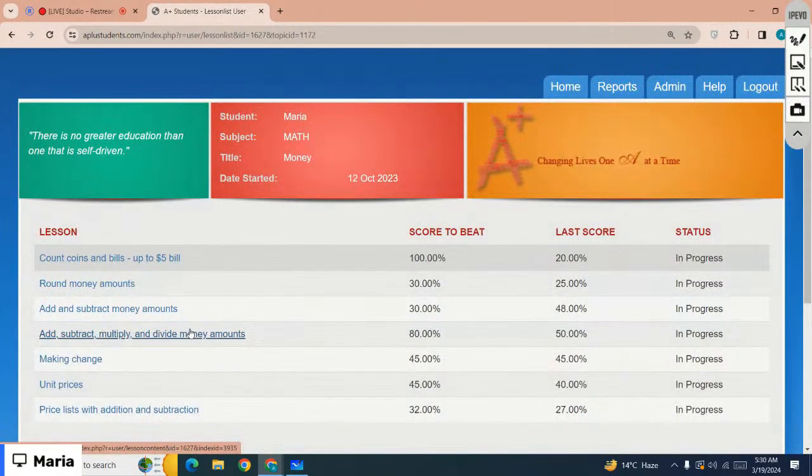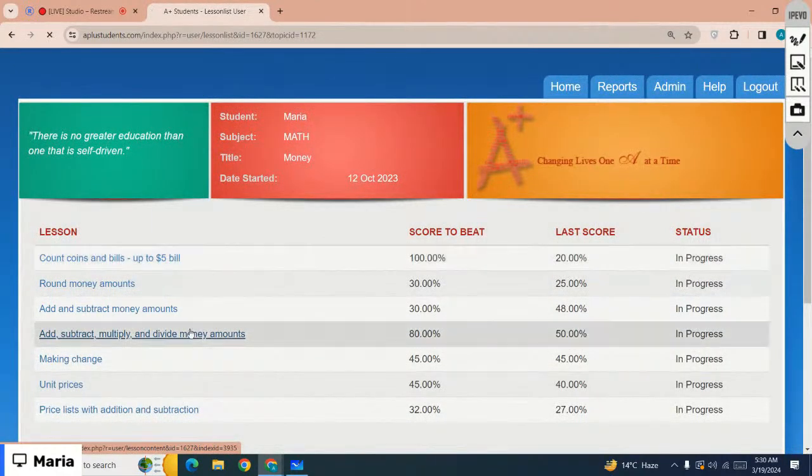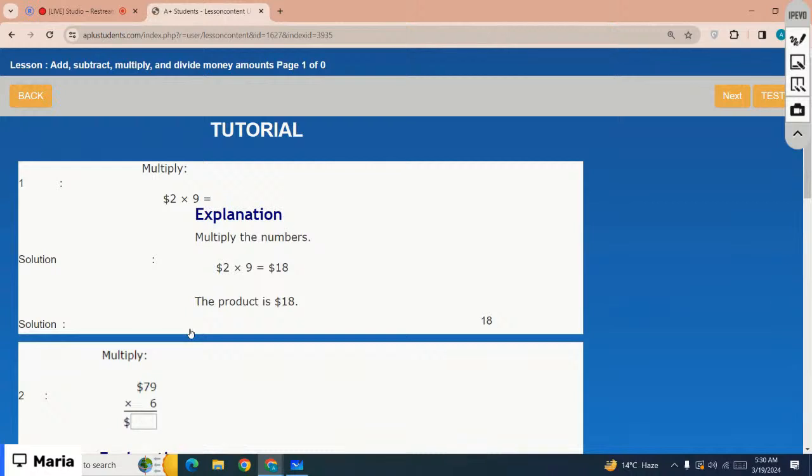Okay, the next one is add, subtract, multiply, and divide money amounts. Multiply 2 times 9. So you have to add, subtract, multiply, and divide all the money amounts exactly the same way like you do the decimals, right? So you have to multiply exactly the same like you multiply the decimals, right?